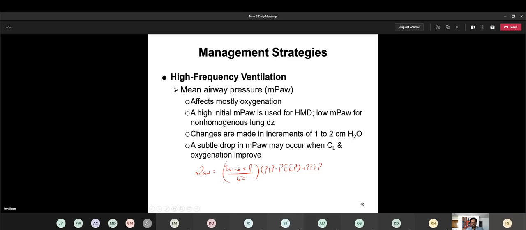But we know that there's limits that we want to observe when it comes to the mean paw. We don't want too high of a mean paw because, especially with the tiny babies, that could be problematic for them.